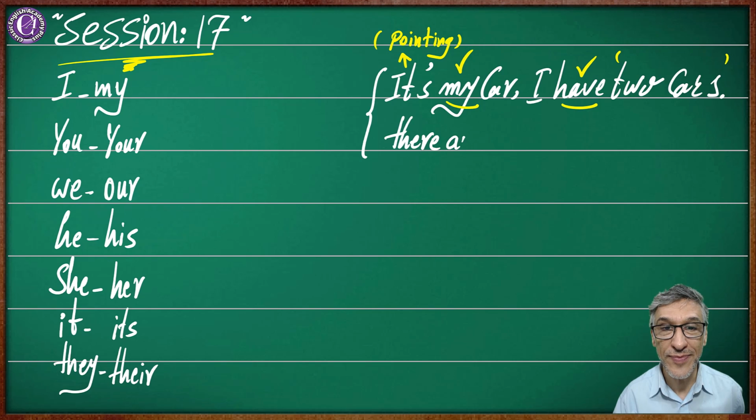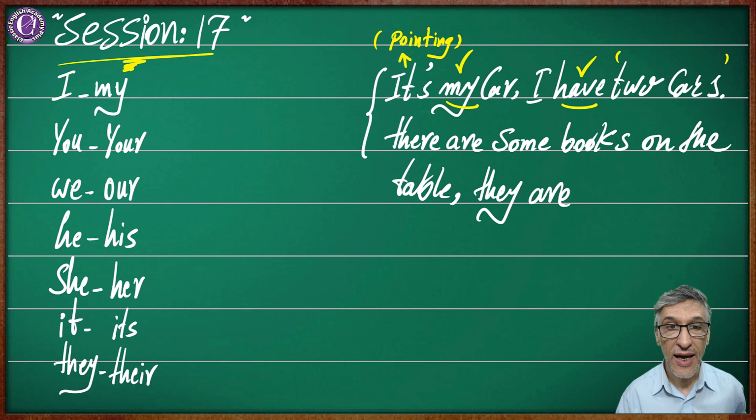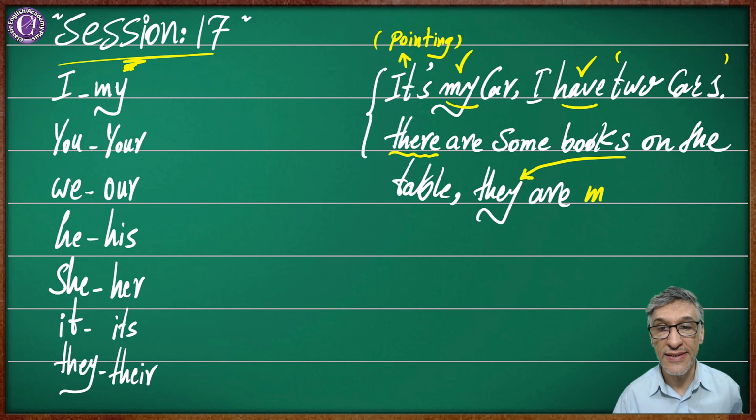There are some books on the table. Okay? I'm talking about the books here. I'm just talking about the existence. With that, I'm going to give you news. And then I am going to make the books into a pronoun, they. They are mine.